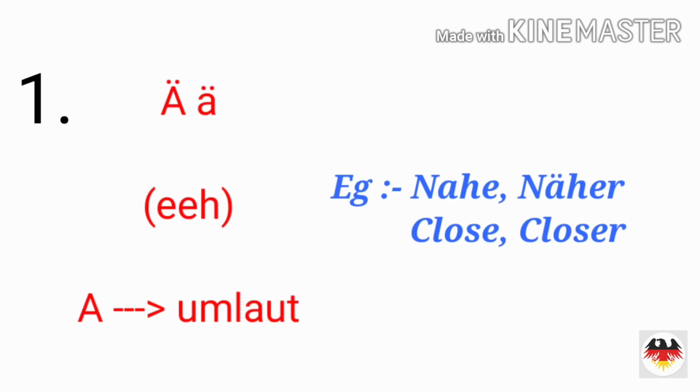First, a. A with an umlaut becomes ä. Please repeat after me. Ä. And the example is nah is close, näher is closer.